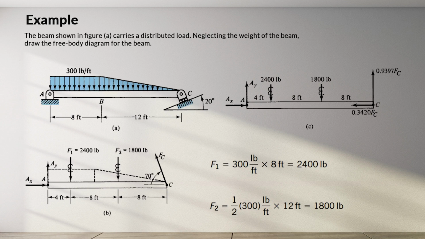There are 3 unknown reactions, Fc, Ax, and Ay, as shown in Figure C. It should be noted that a distributed load can be replaced by its resultant to find the reactions. However, the distributed load still acts over the length of the beam as given.